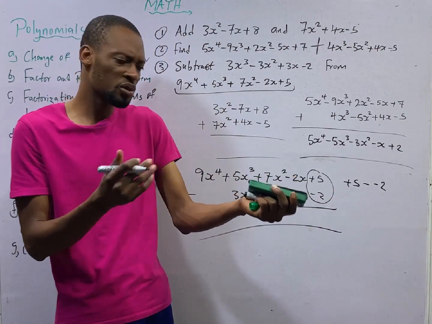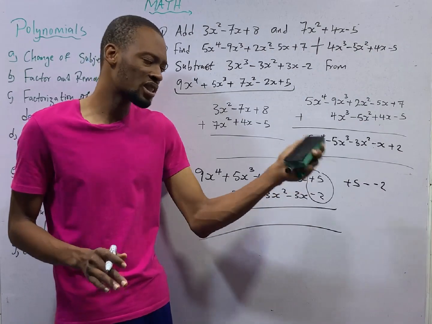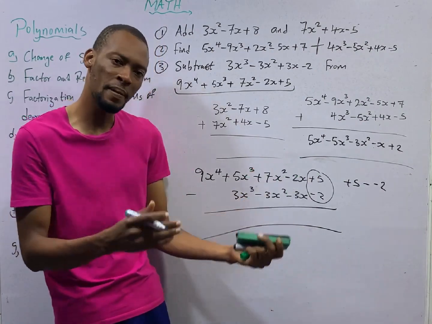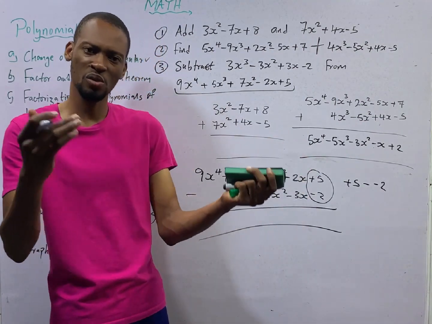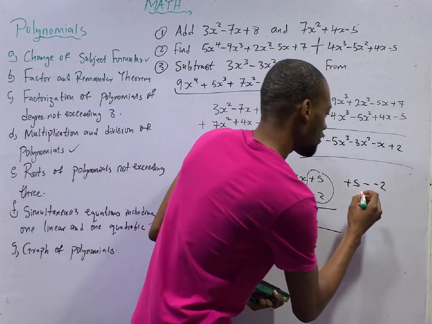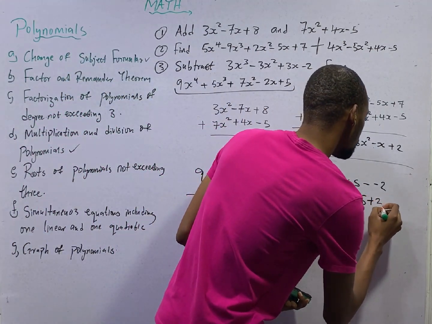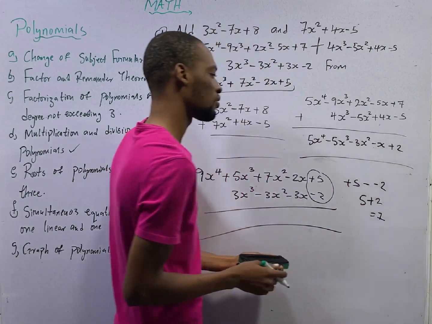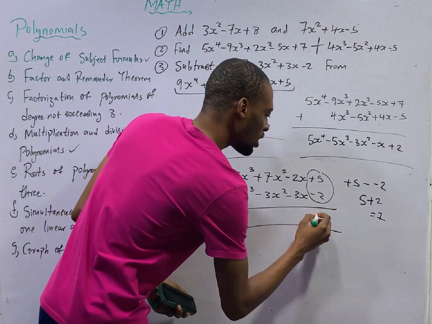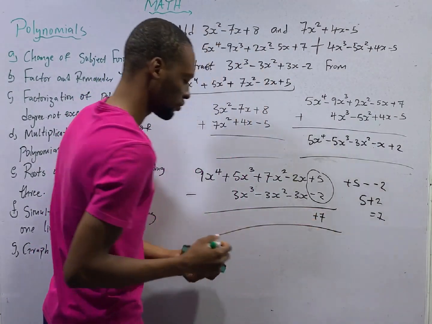Anytime you have 2 minus, it turns to plus. Minus times minus is plus. So 5 minus 2 is the same thing as 5 plus 2. And this is 7. So here we have plus 7.